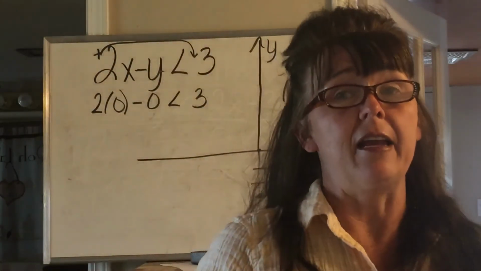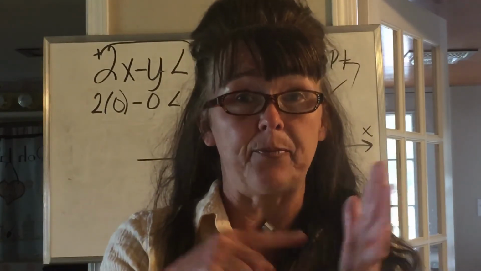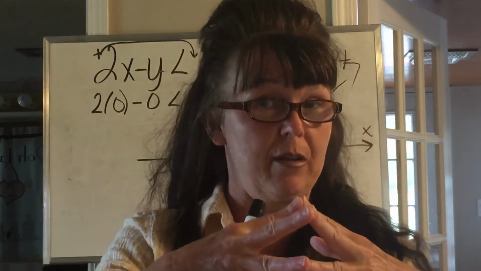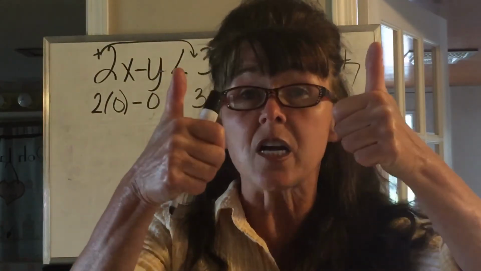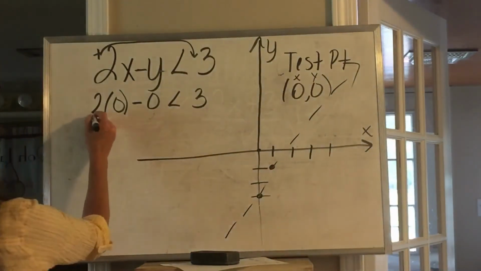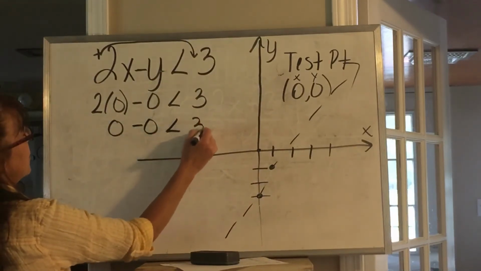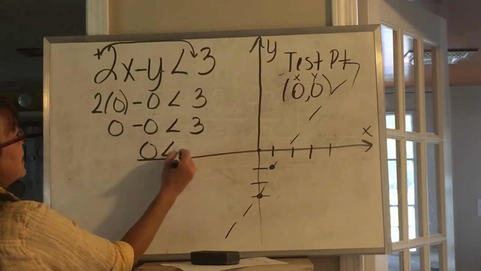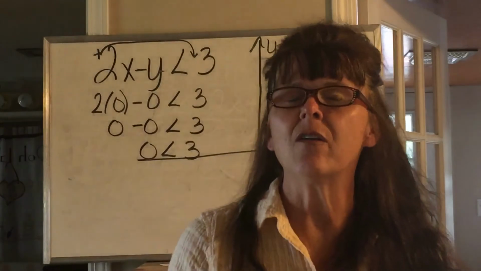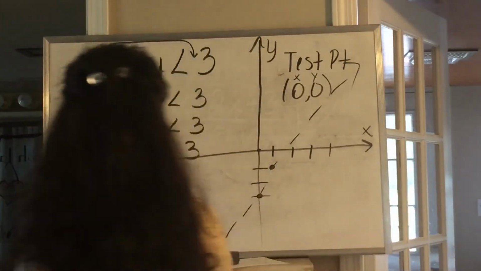Okay, so what have I done? I picked 0, 0 as my test point, and I plugged it into my original problem. And I'm going to say, does it work or does it not? Okay, so 2 times 0 is 0, minus 0 is less than 3. 0 is less than 3. Is that true? 0 is less than 3. Yes, that is a true statement.